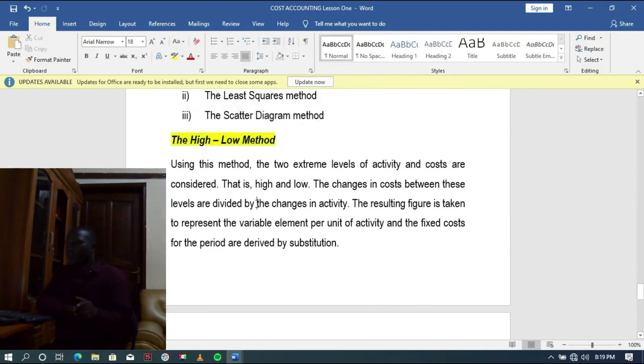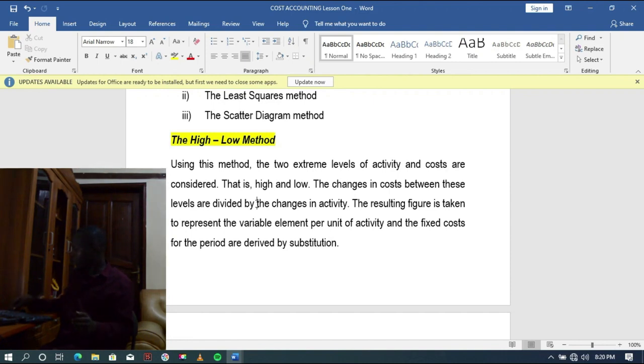So when using this method, the two extreme levels of activity and costs are considered. For example, the highest cost and the lowest cost, as well as the highest activity level against the lowest activity level. So we consider the extreme activity levels and then costs when determining the variable cost per unit. So that is the high-low method. The changes in costs between levels are divided by the changes in activity levels, and the resulting figure is the unit variable cost.